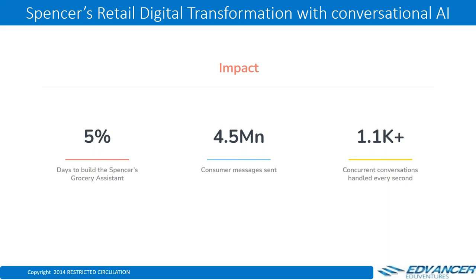So on the number basis, it took only 5 days for Spencer in collaboration with Yellow.ai. Let me take the vendor name. Yellow.ai is a chatbot specialized organization. They worked with Spencer, and in 5 days they were able to go live with Spencer's essential item delivery. They were able to communicate with 1100 concurrent communications happening per second, and 4.5 million consumer messages were sent. Imagine the kind of data it generated. I mean, 4.5 million rows of data, or events, or messages. So that was the impact on Spencer's digital transformation.